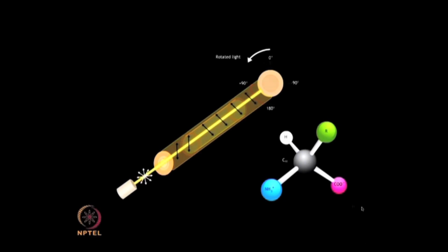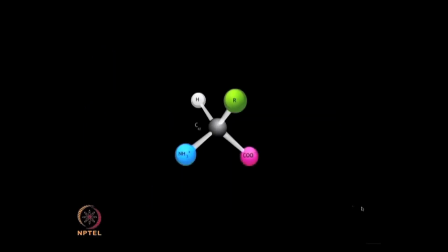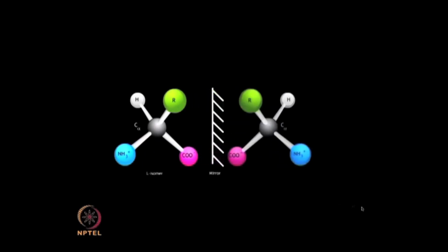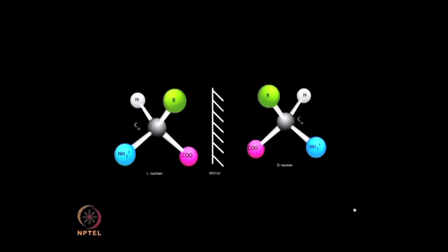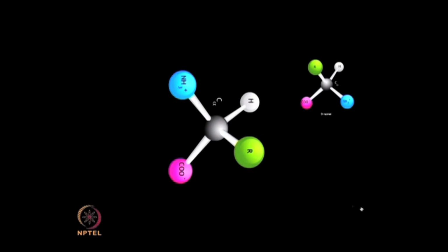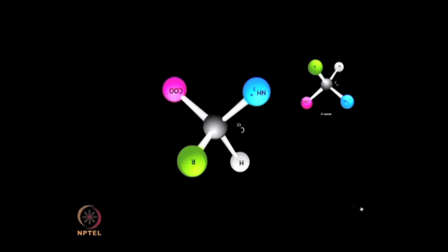The two enantiomers, designated as D and L, rotate the plane of polarization in opposite directions. The two enantiomers of an amino acid are non-superimposable mirror images due to the spatial arrangement of 4 different groups about the chiral carbon atom. Rotation of either isomer about its central axis will never give rise to the other isomeric structure.